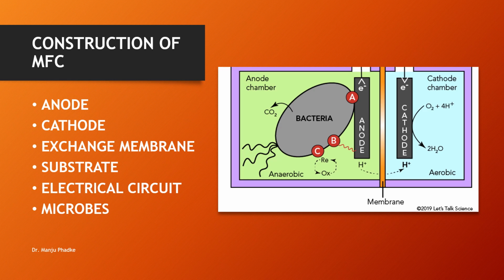There are different types of substrates that could be used in the anode chamber. You could have carbohydrates, proteins, wastewater, cellulose, volatile acids. Normally, acetate is the commonly used substrate.